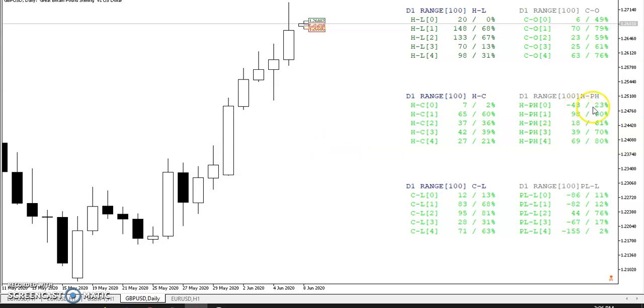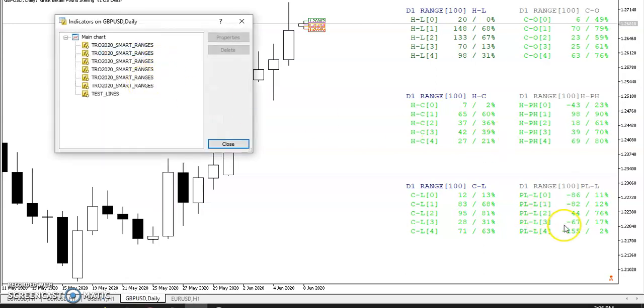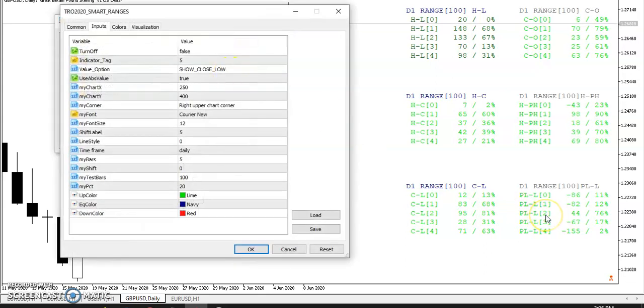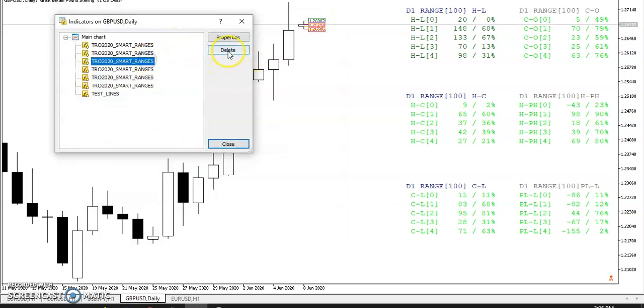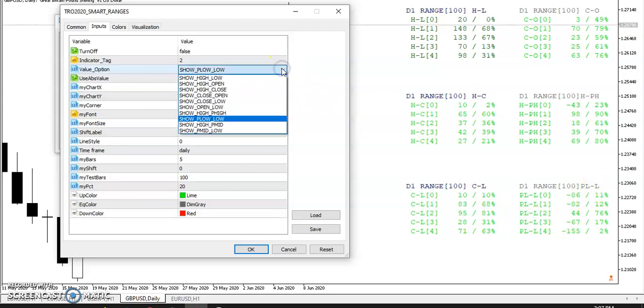I could put it here. In fact, let's just do that just because I can. So I believe this indicator is right here. Close. No. This one must be this one. Close. Yeah, show previous low minus low. Let's make that open minus low.